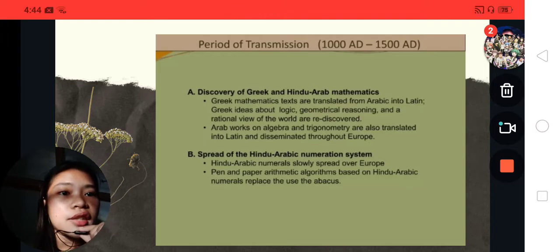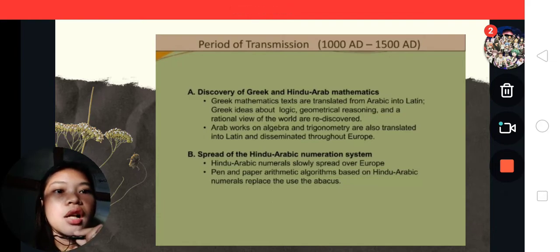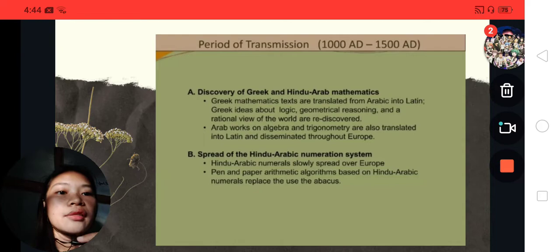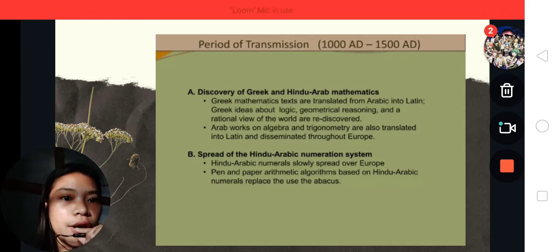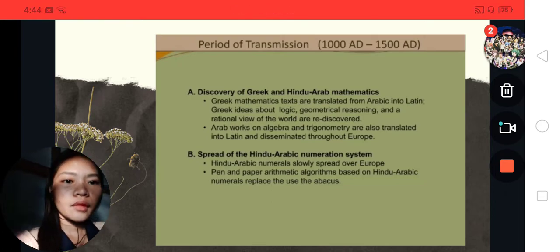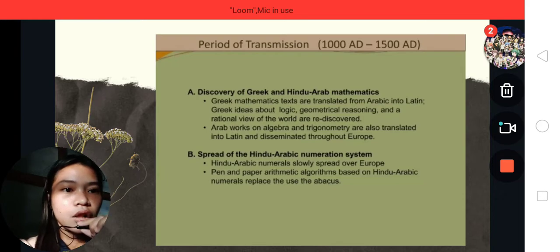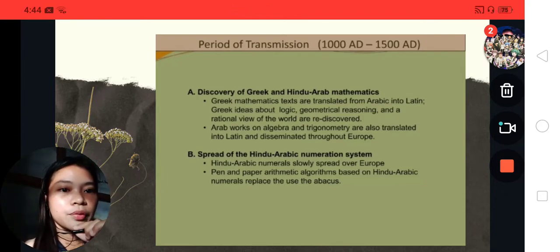Greek mathematics texts are translated into Latin. Greek ideas about logic, geometrical reasoning, and a rational view of the world were discovered. Then Arab works on algebra and trigonometry are also translated into Latin and disseminated throughout Europe. Then letter B, spread of the Hindu-Arabic enumeration system. Hindu-Arabic numerals slowly spread over Europe, and pen and paper arithmetic and algorithms based on Hindu-Arabic numerals replaced the use of the abacus.